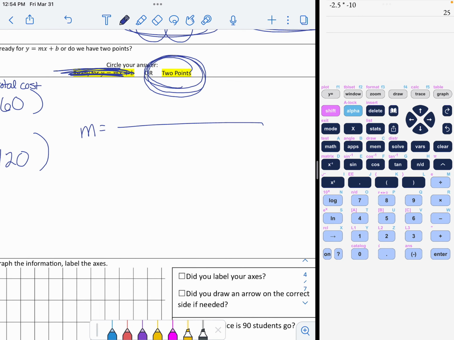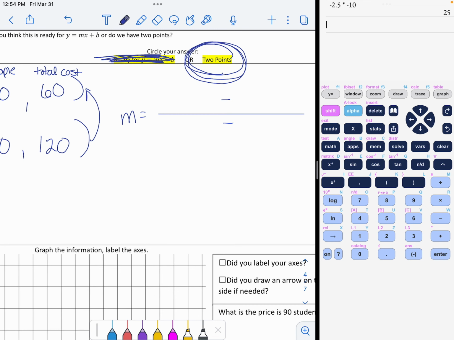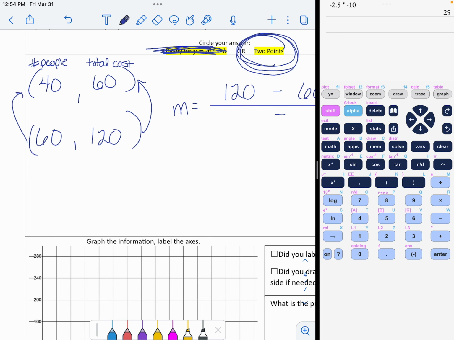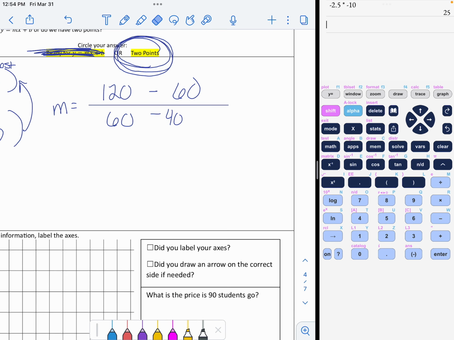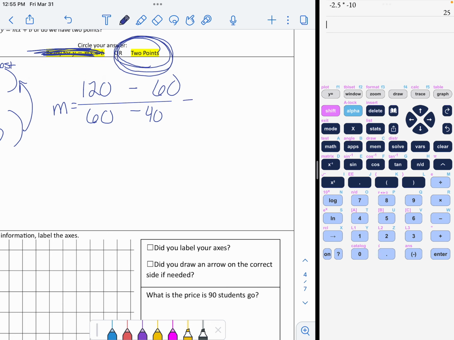I don't have my slope, so I'm going to find my slope. That's a very large slope and very obnoxious. I'm going to do 120 minus 60 on the top, which means I need to do 60 minus 40 on the bottom. So that top is going to be 60 and the bottom is going to be 20, which ends up being a 3 when you type that in the calculator. And what was 120? Wasn't that a price and this was the people? So that must be $3 per person.